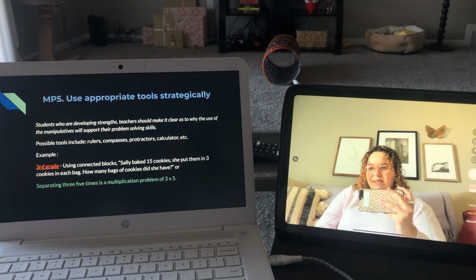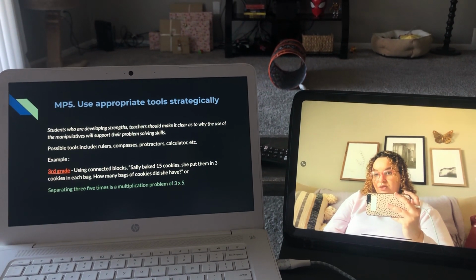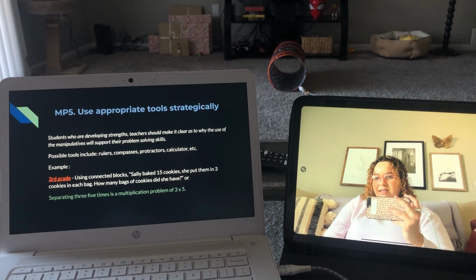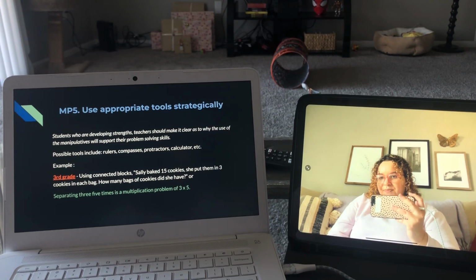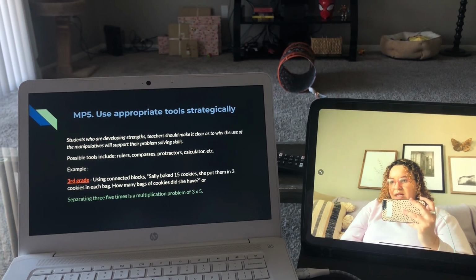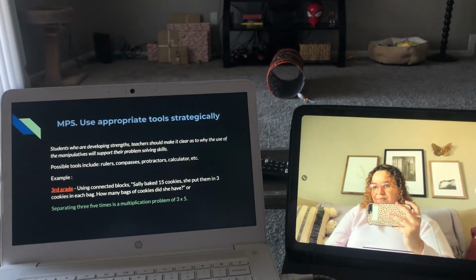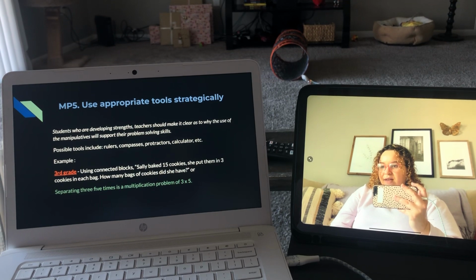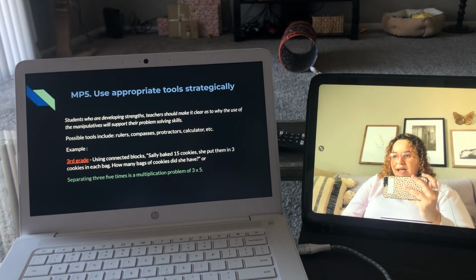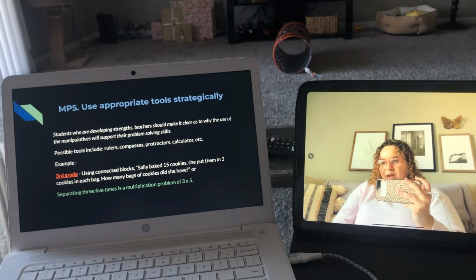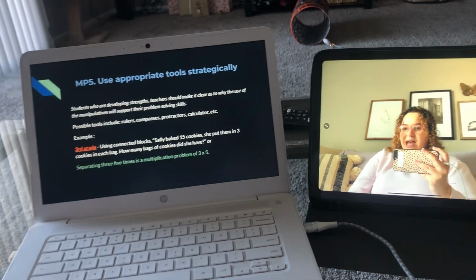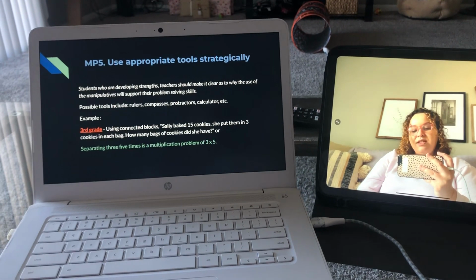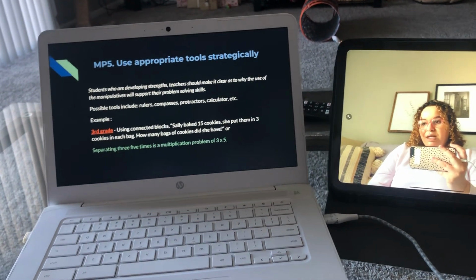It says Sally baked 15 cookies. Wow, I did not spell that correctly. She put 3 cookies in each bag. How many bags of cookies did she have? The girl that I used for the example knew right away that 3 cookies per bag, 3 times 5 is 15. So she knew that there would be 5 bags, but she still used the manipulatives so she could learn it quicker.